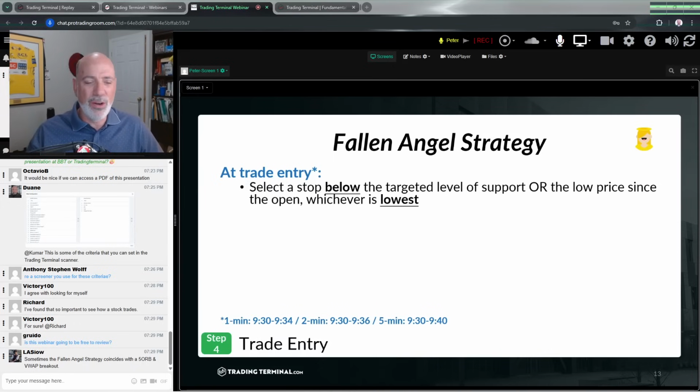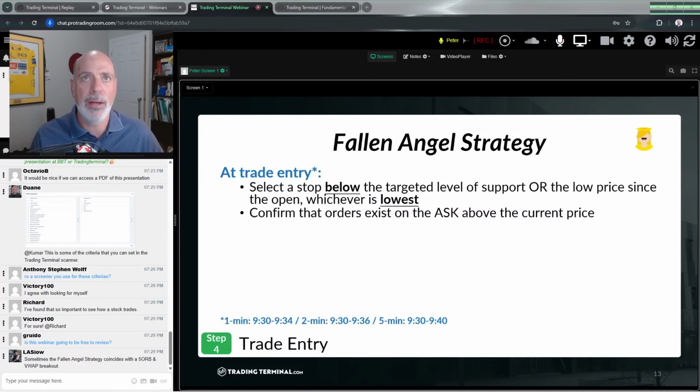I might sort of half the distance and not go all the way to the bottom of the wick. It depends on the scenario. But if you want a strict rule, I would say put it just below whatever your targeted level is if the price didn't quite get to the level, or pick that low of day, whatever that number is. That would be your absolute criteria, okay?